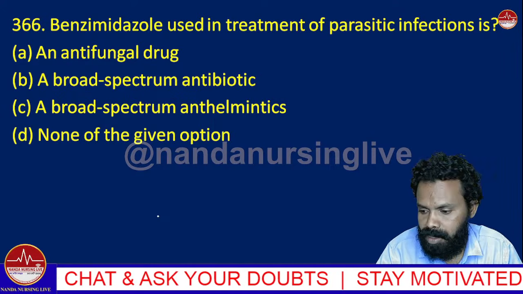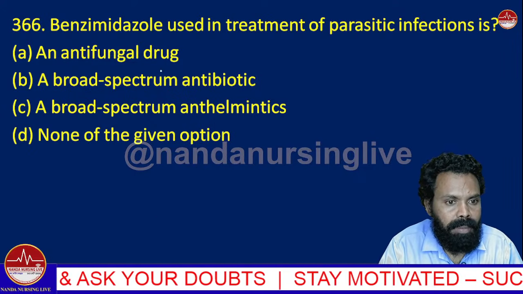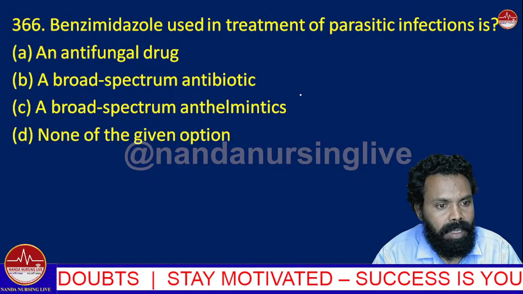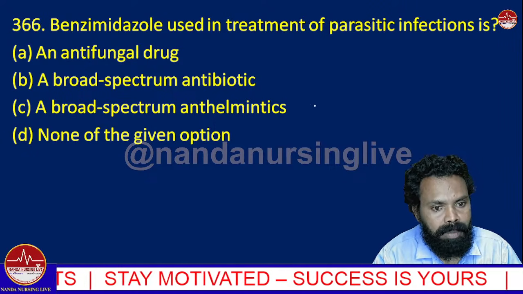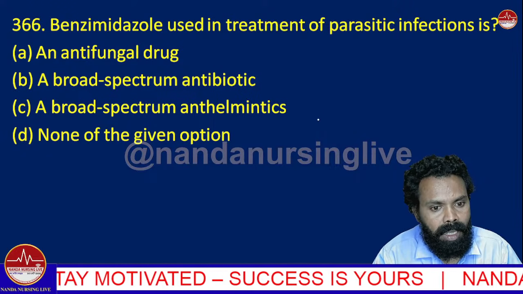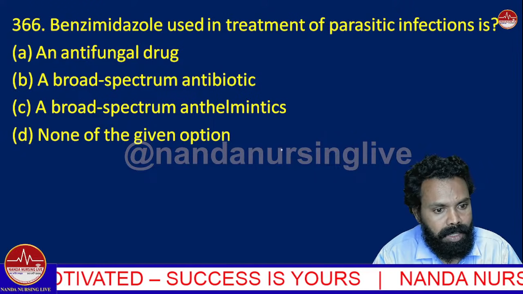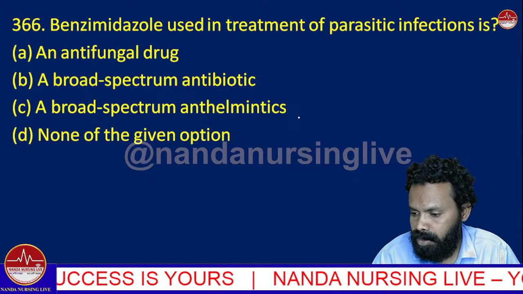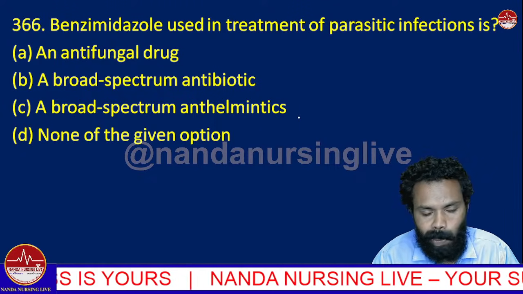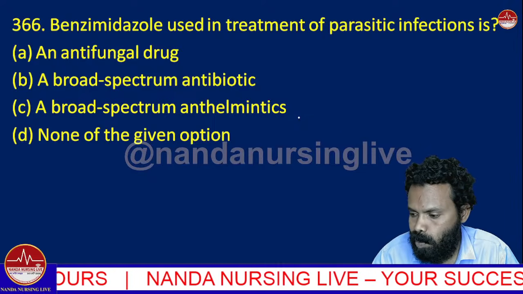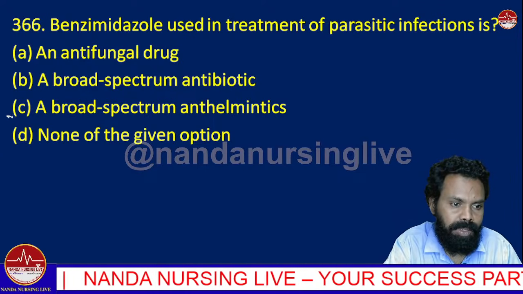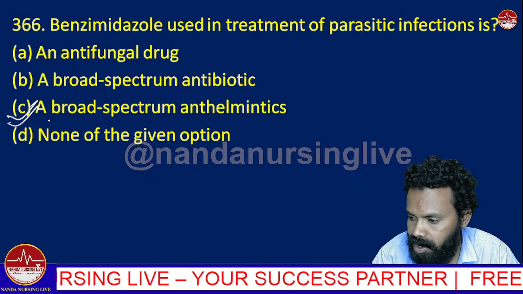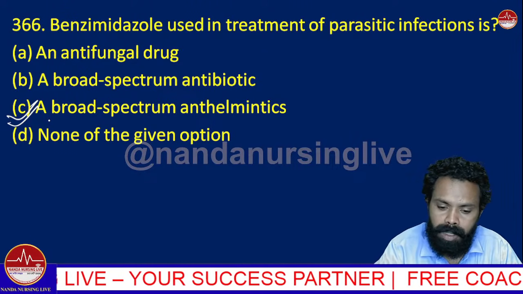Next question number 366. Benzimidazole is used in treatment of parasitic infections. Which option is correct? Option A is an antifungal drug, option B is a broad spectrum antibiotic, option C is a broad spectrum anthelmintic, option D is none of the given options. So which option is the correct answer? The correct answer is option C, a broad spectrum anthelmintic.